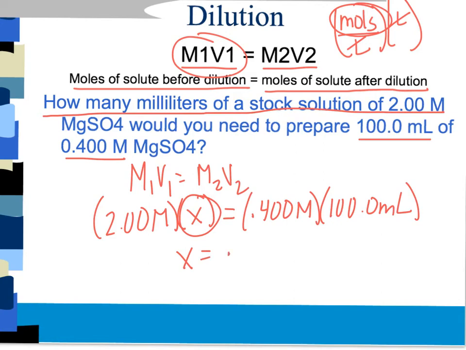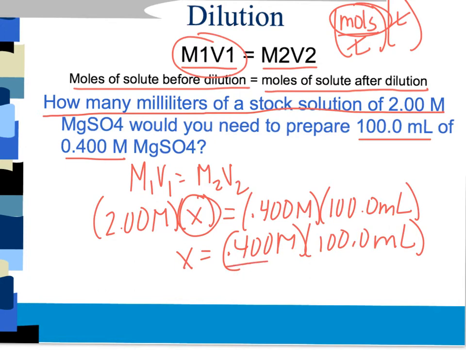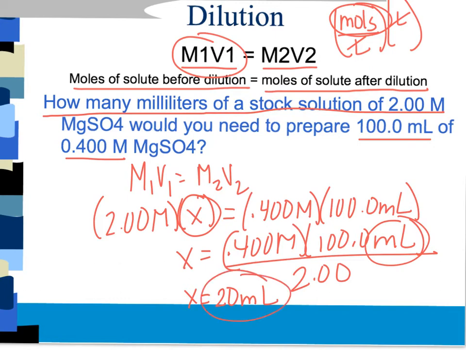Okay, so X will equal 0.4 molarity times the 100 mL. Then of course, you're going to divide by the 2 molarity on both sides. So put this in your calculator: 0.4 times 100 divided by 2. Let me double check my answer, 0.4 times 100, and then divide by 2. Okay, so then your X should equal 20, and we're solving for volume, and the volume here that we kept was in milliliters. So 20 milliliters.